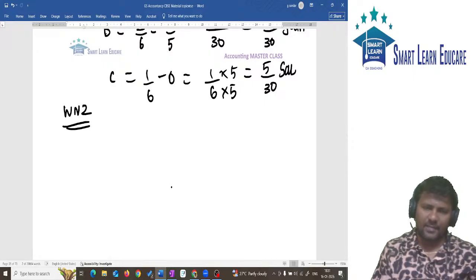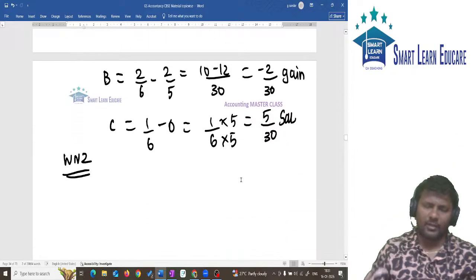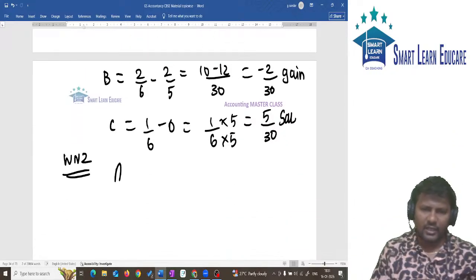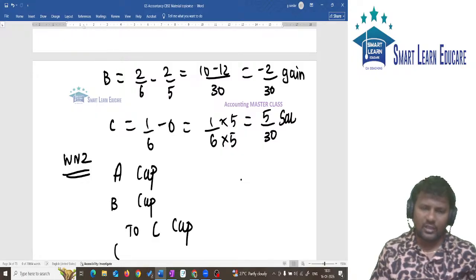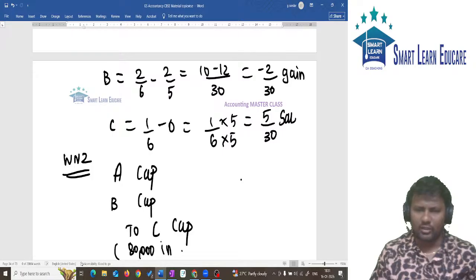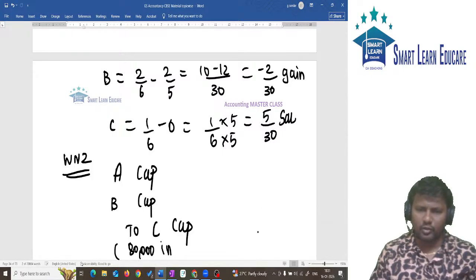Gaining partners' capital accounts debit. Who are the gaining partners? A capital account debit, B capital account debit, to C's capital account. How much is the amount? 80,000 is the share. In what ratio should you share the 80,000? It is 3:2. You should share the 80,000 in the ratio of 3:2.